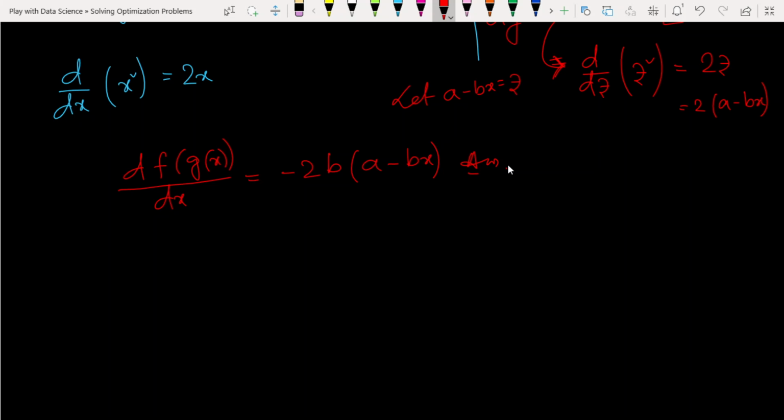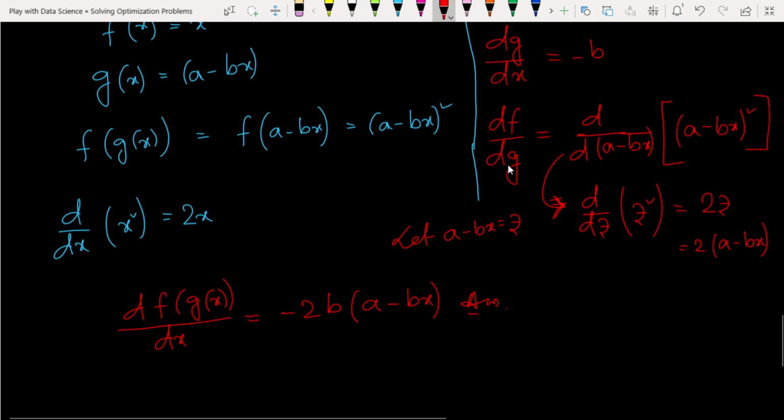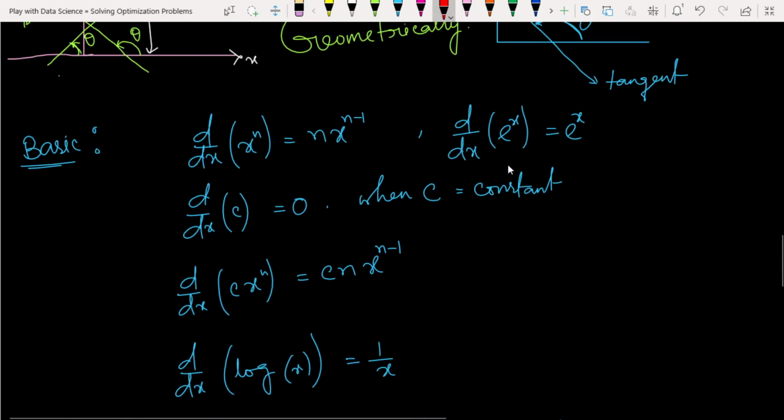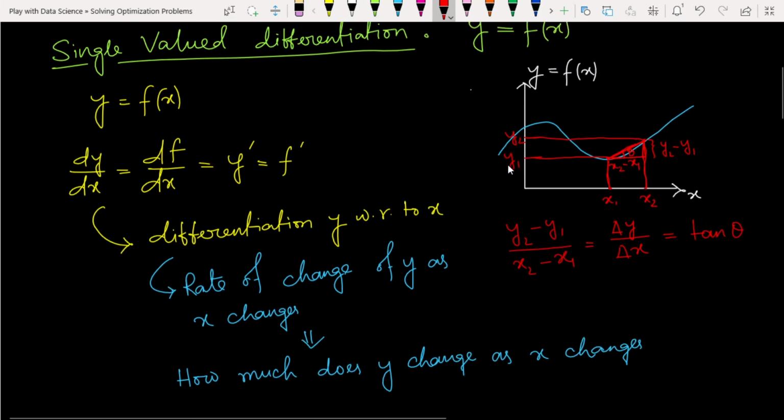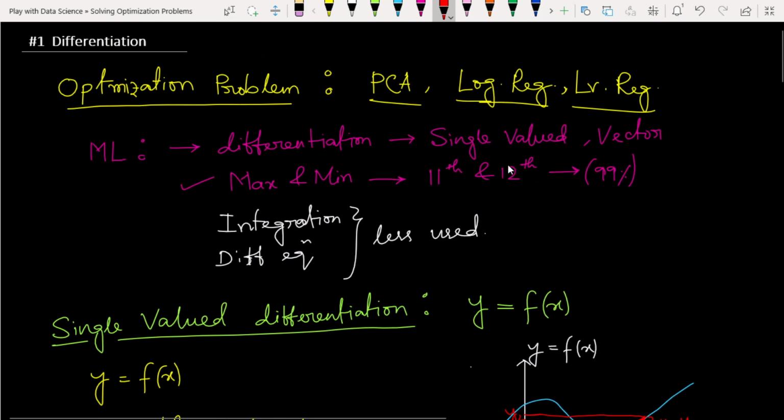I think till now it is clear to all of you what the meaning of actual differentiation is and how to play with differentiation using the chain rule. Okay. In the next chapter we will see multivariable differentiation.